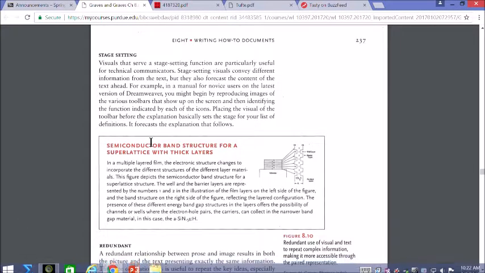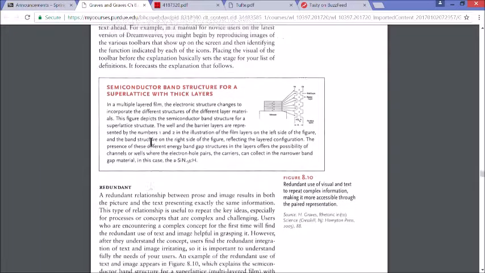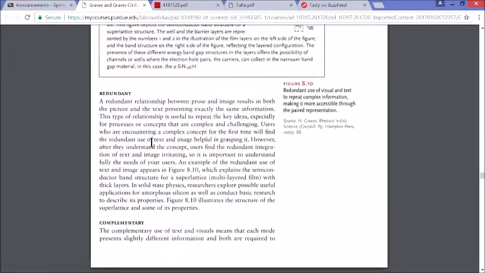Redundant visuals are when visuals and text convey exactly the same information in order to repeat the key ideas, especially for processes or concepts that are complex and challenging. So redundant visuals, we see this all the time in textbooks, when you have a description of a chemical reaction and then you have a detailed visual description of what is actually happening on sort of a nuclear level or whatever.